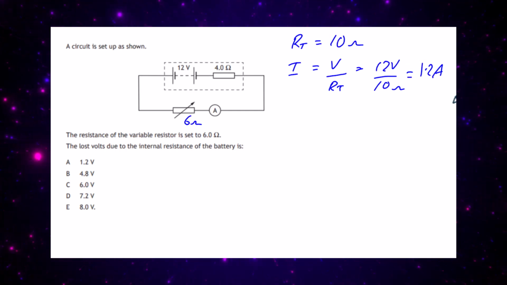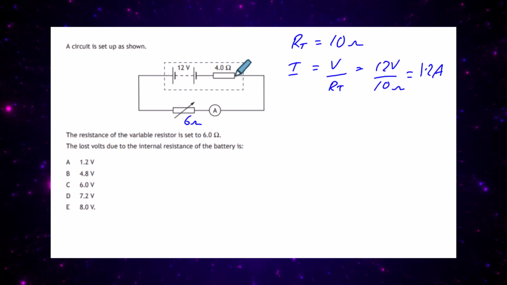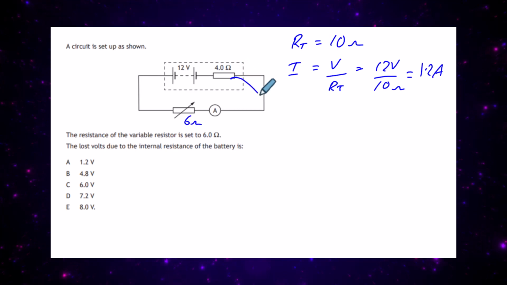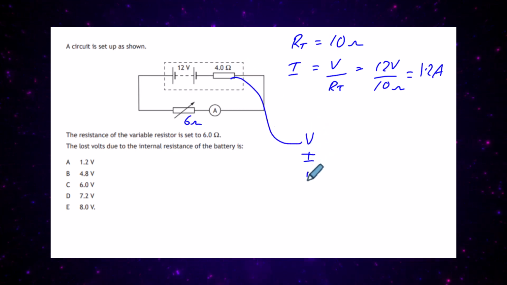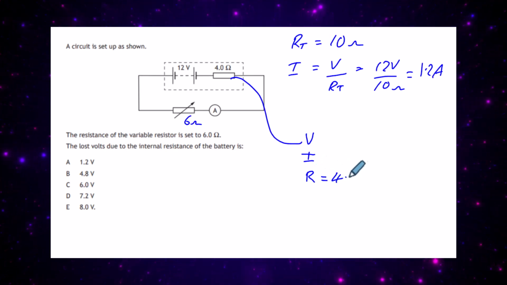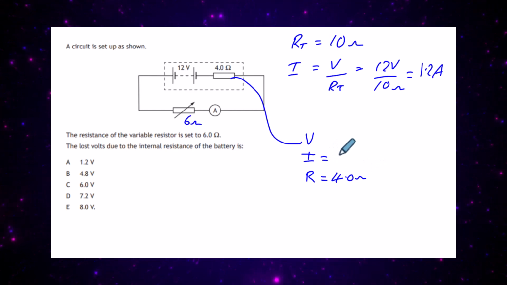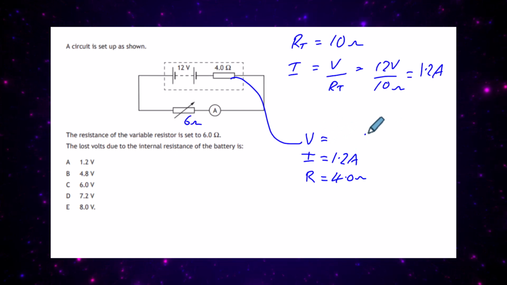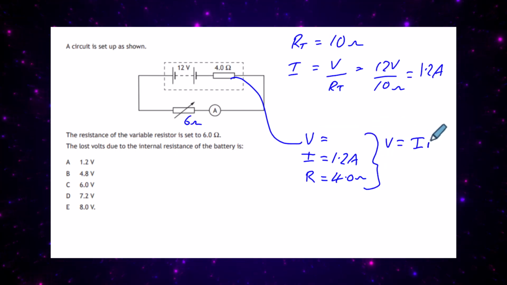Now this is where we do our circuit Sudoku. What does that mean? We go to the resistance we're looking at, in this case this is the internal resistance, and we label all the things we know about it, V, I and R. We know its internal resistance is 4 ohms. We know the current flowing through it must be the same as it's all round the circuit, 1.2 amps, and therefore we can find V by using V equals IR.